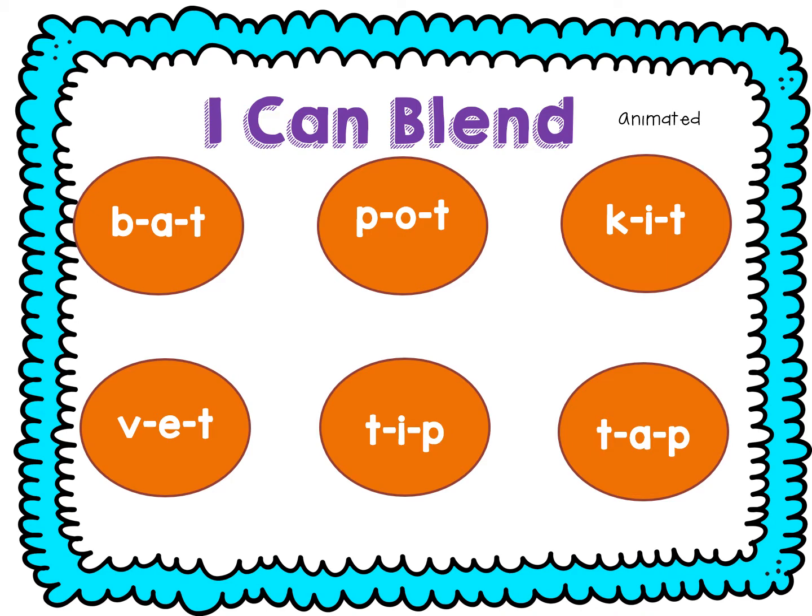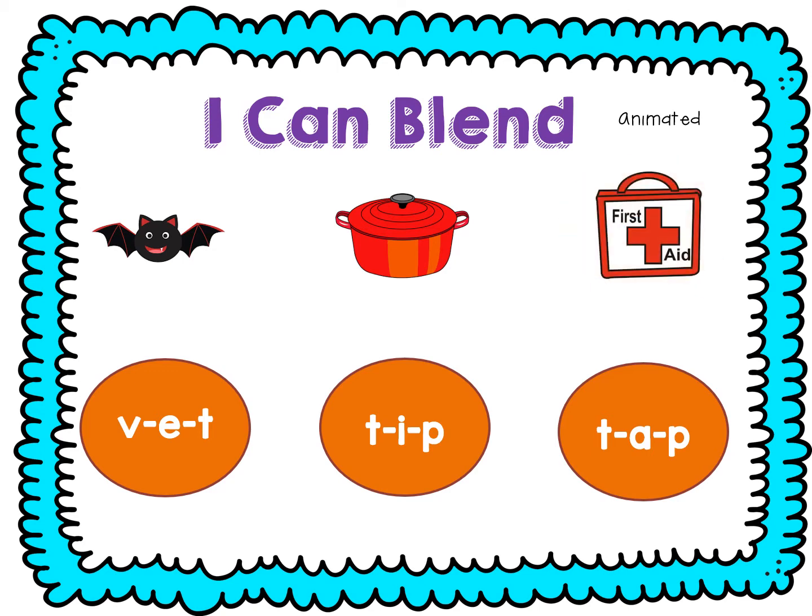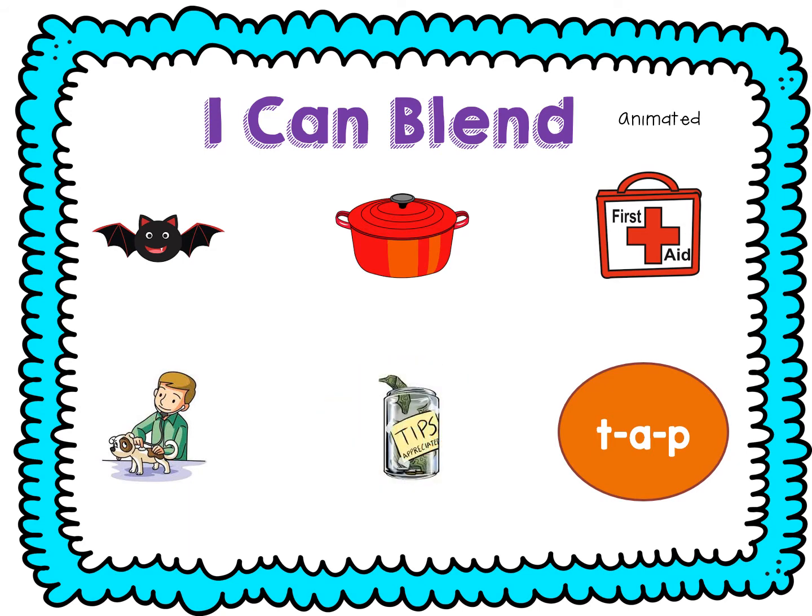Now let's try blending 3 sounds. See if you can say it before me. Ready? B, at. Bat. P, at. Pat. K, it. Kit. V, et. Vet. T, ip. Tip. T, ap. Tap.